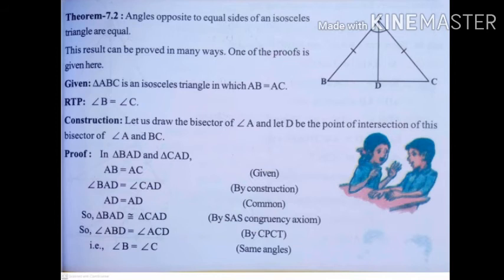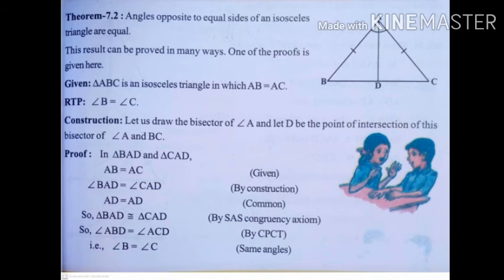Given: triangle ABC is an isosceles triangle in which AB equals AC. We know this according to the definition of an isosceles triangle. RTP, required to prove: angle B equals angle C, because these angles are opposite to AB and AC. Construction: let us draw the bisector of angle A, and let D be the point of intersection of the bisector of angle A and BC.